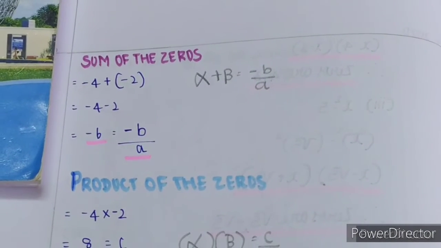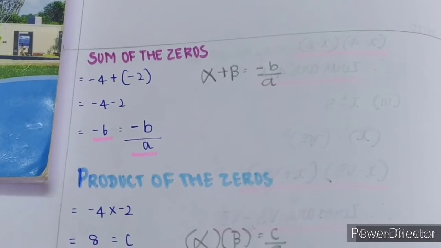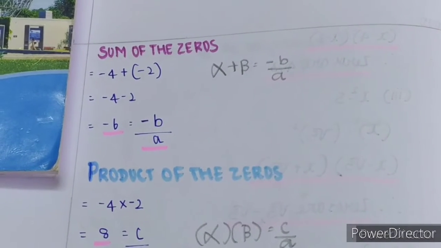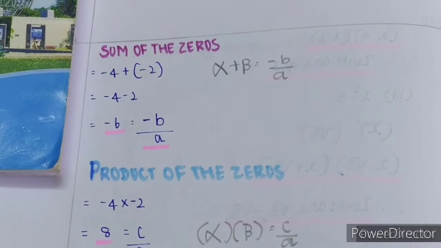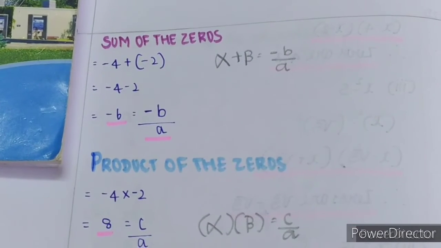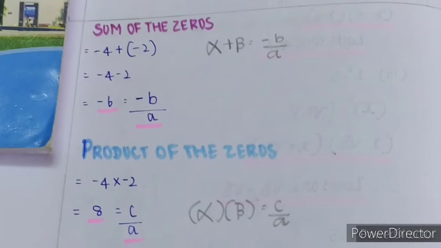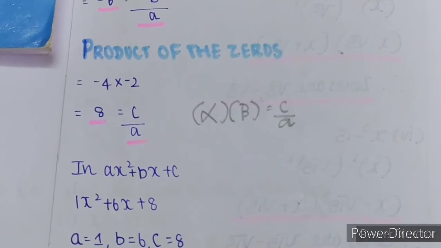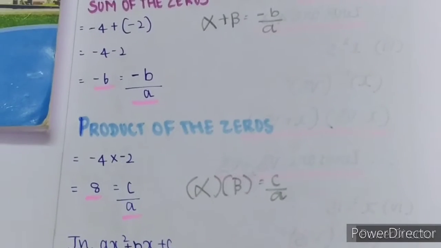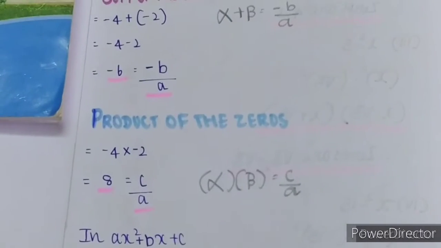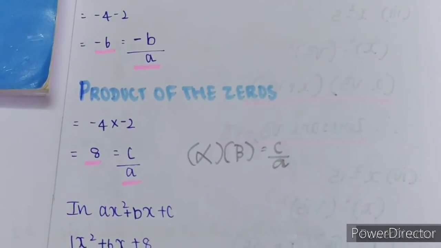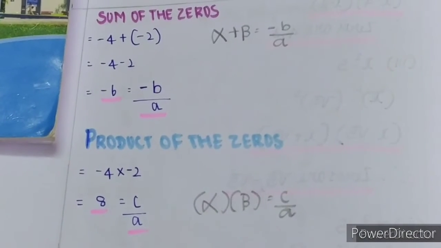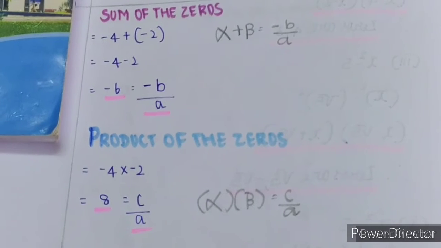To verify the relationship between the zeros and their coefficients, alpha plus beta is minus 4 plus, in brackets, minus 2, that is minus 4 minus 2, which is equal to minus 6. On verifying the relationship, minus b by a: here b is 6, so minus b by a means minus 6 by 1, which is minus 6. Here it is verified. Minus 6 is equal to minus b by a. So we have verified the relationship between the zeros and coefficients.